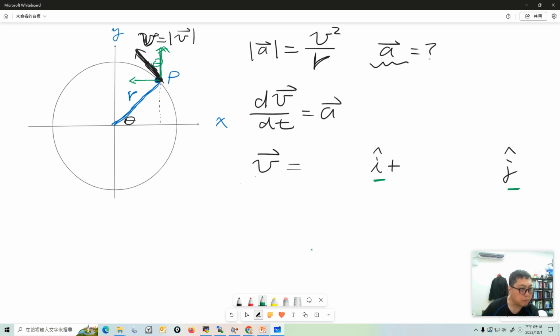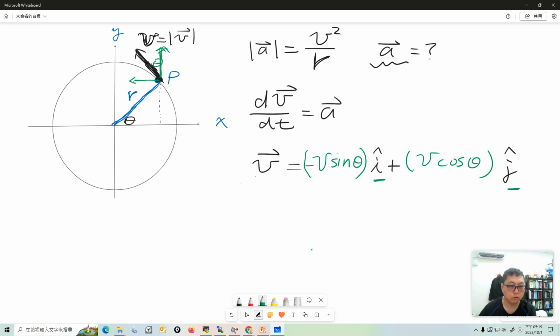For the x direction, be careful, it's minus v sine theta. It's a minus sign because it points in the left direction, and under this coordinate, left is negative. For the y direction, be careful, it's v cosine theta, positive. That's very good. So we finally write down our velocity vector.